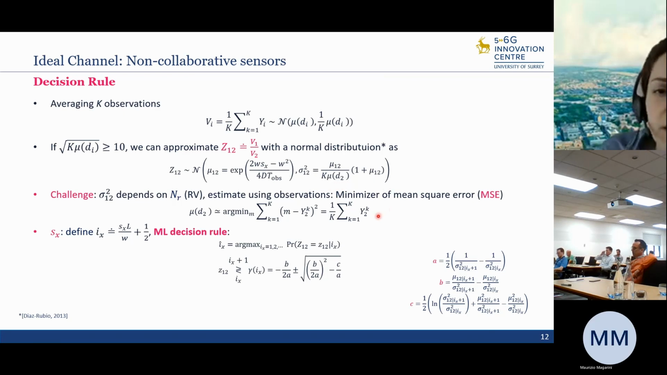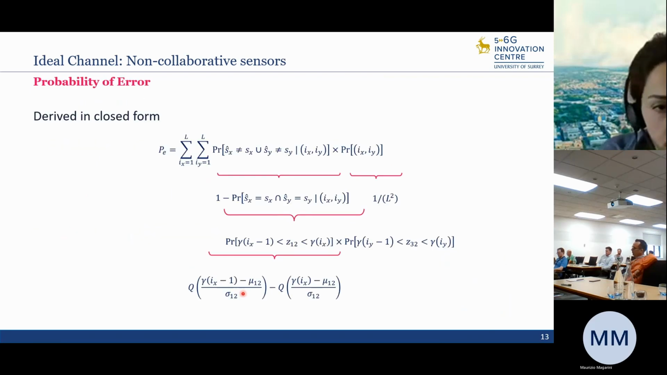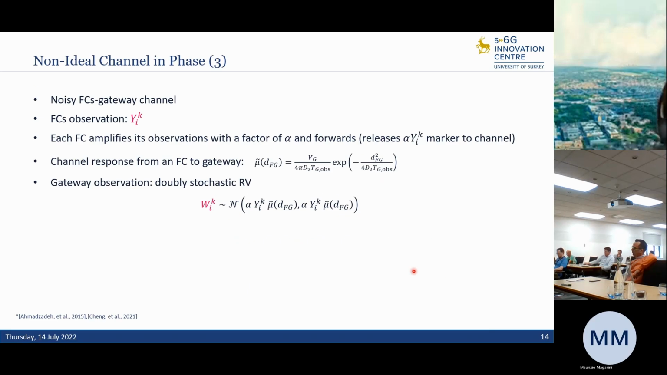We use the minimizer of the mean square error to find the variance of this random variable. And after that, we use maximum likelihood decision, and we can find the probability of error.